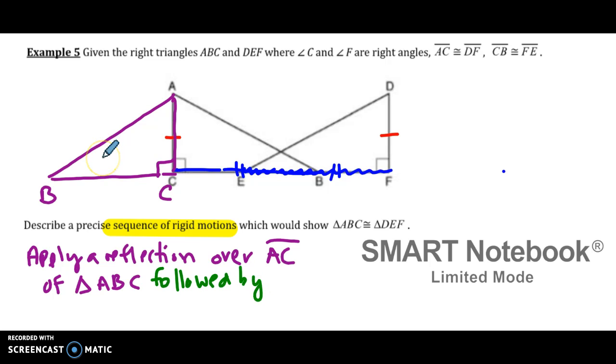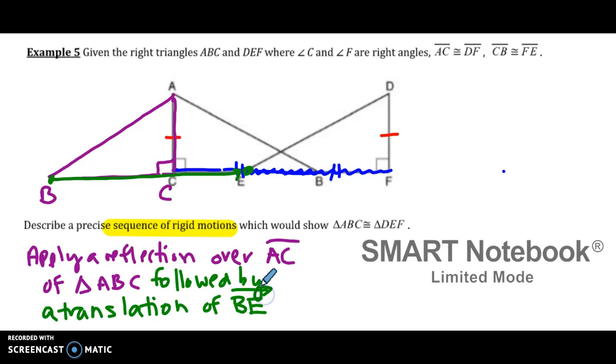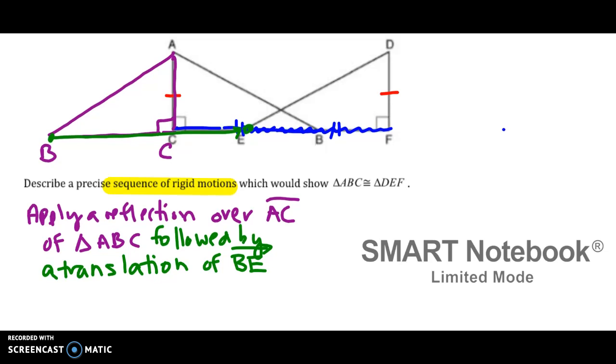well, now my purple triangle is over here and I want it to line up on top of the DEF triangle, so I need to slide it, a translation, and I need to identify a pair of corresponding parts. So let's say that I'm going to go from B to E. Translation of BE. That's my vector. Okay, apply a reflection over AC of triangle ABC followed by a translation of BE.